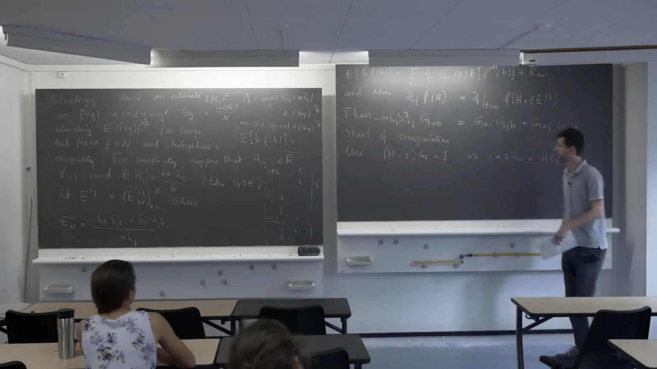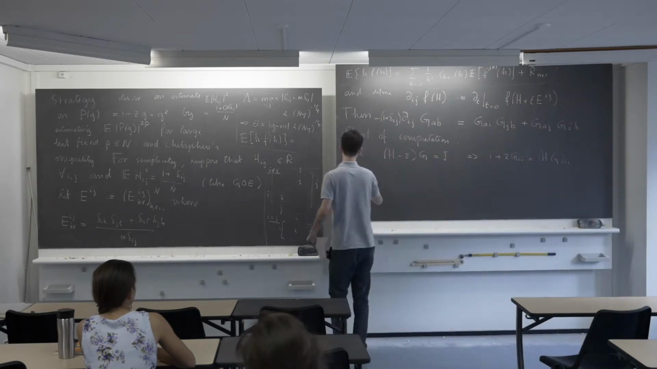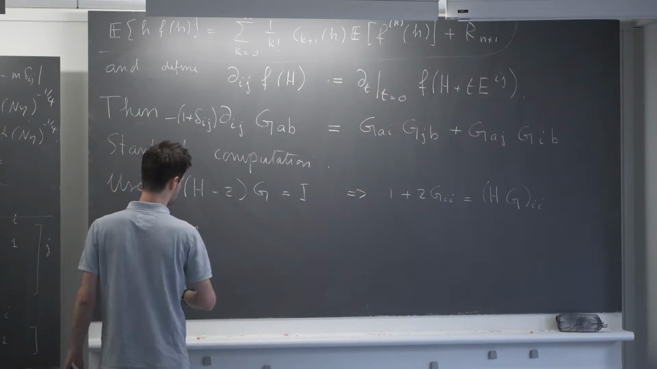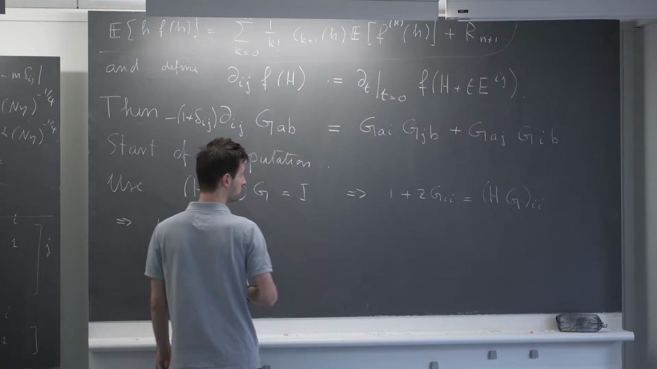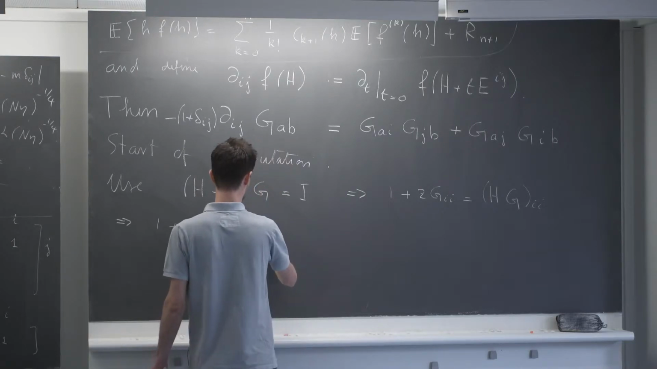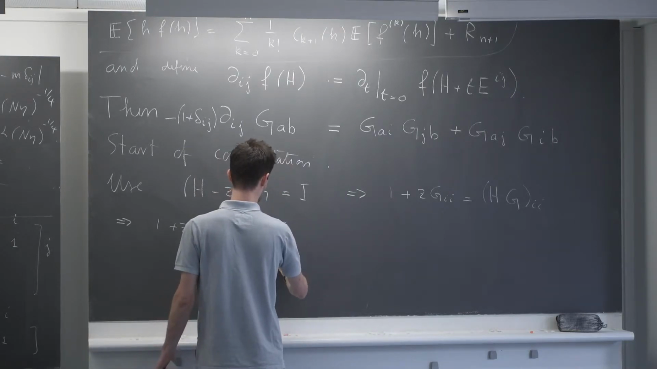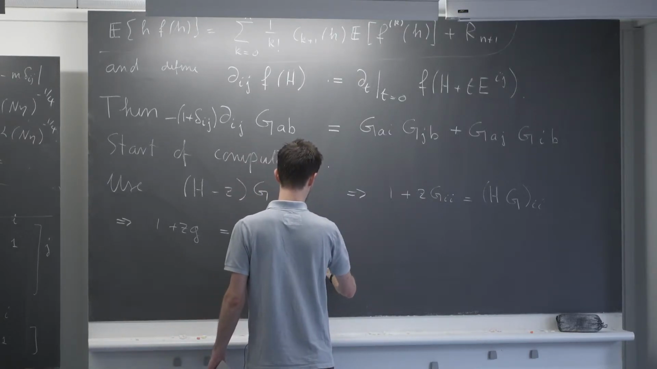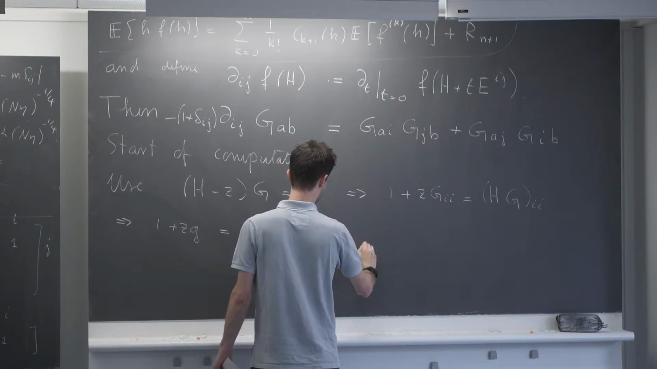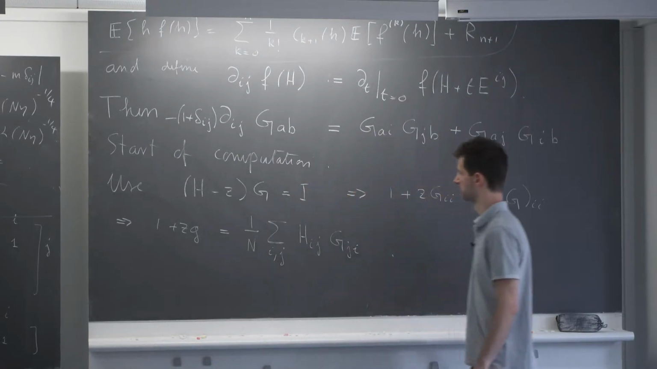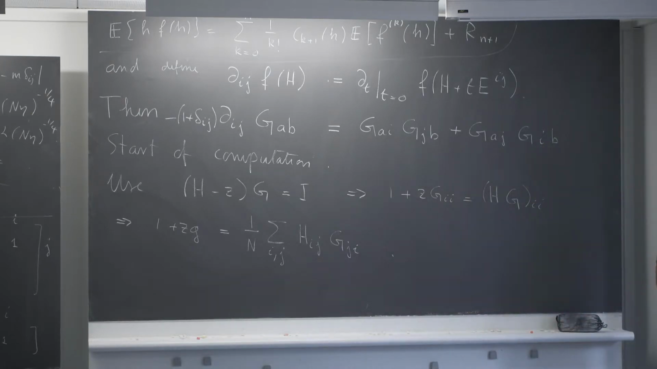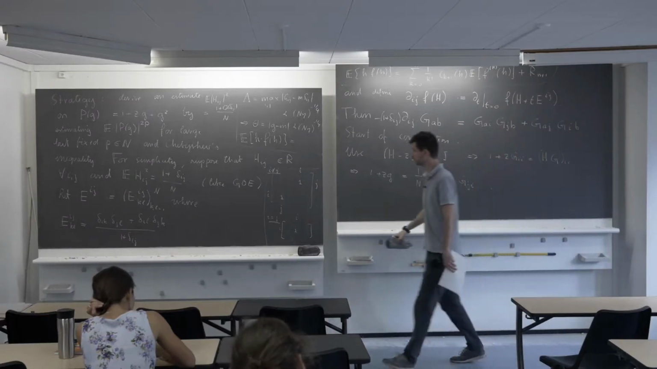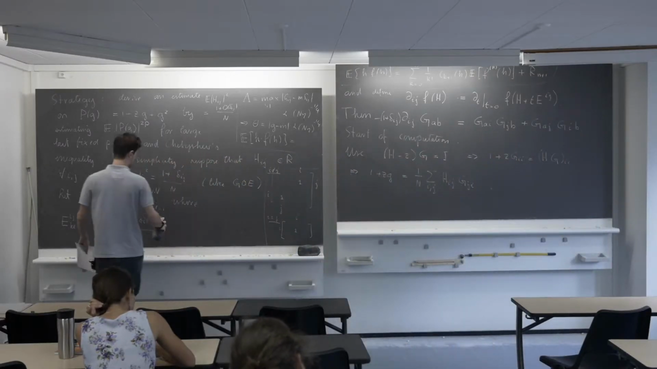Now I can average over i. So 1 plus z times the average of G is equal to 1 over n, sum over i, j, h_ij g_ji. This is what I get if I average over i on the right-hand side.